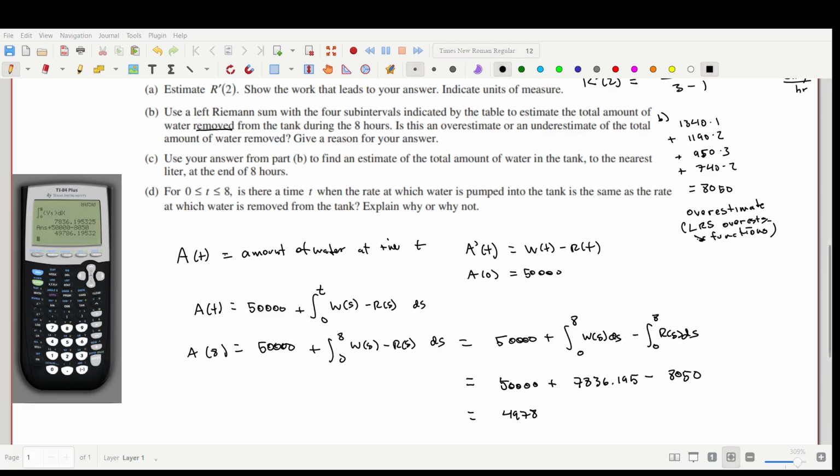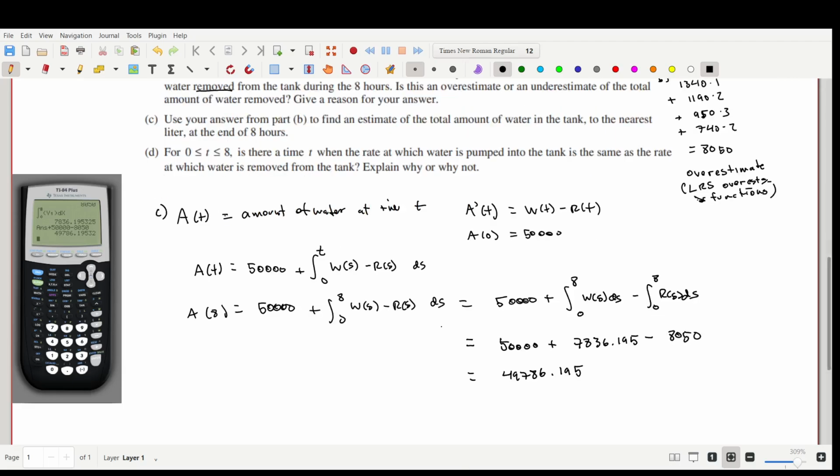Nagging feeling that's wrong, but we'll check. 6.195. Always give 3 decimal places in your answer. That's actually why I rounded this to 3, right? All right, part D. That was C. Oh, sorry, to the nearest liter. Gosh, reading, Riley. There.